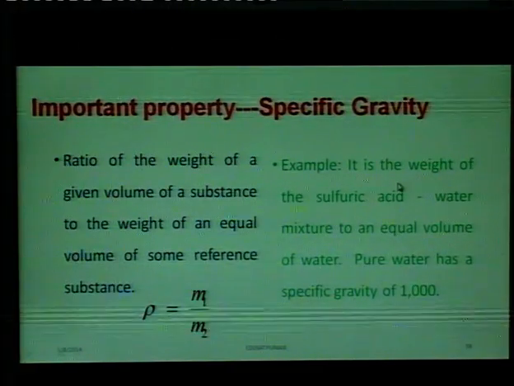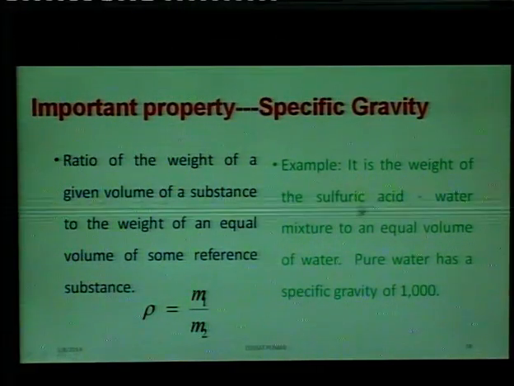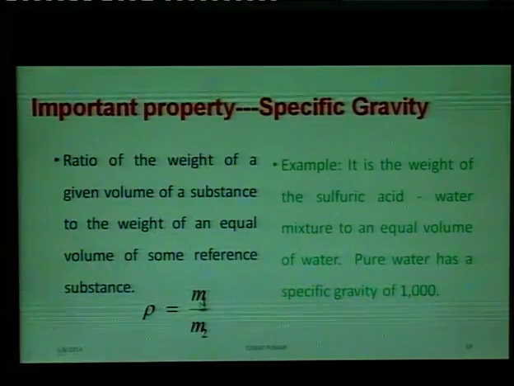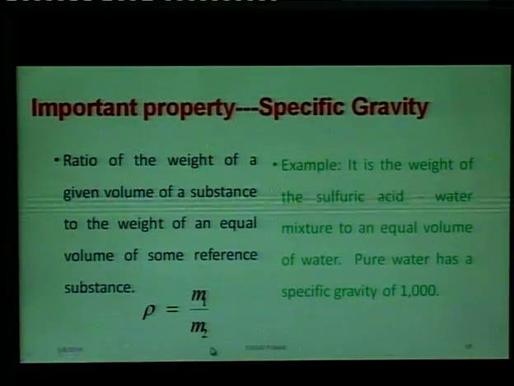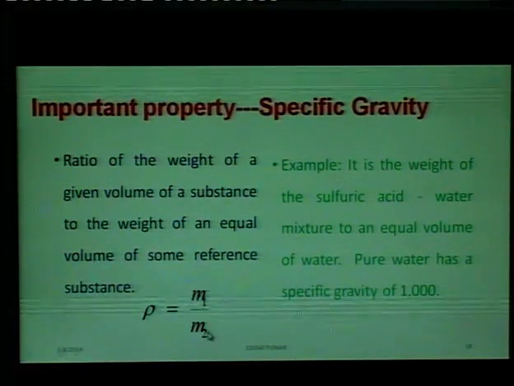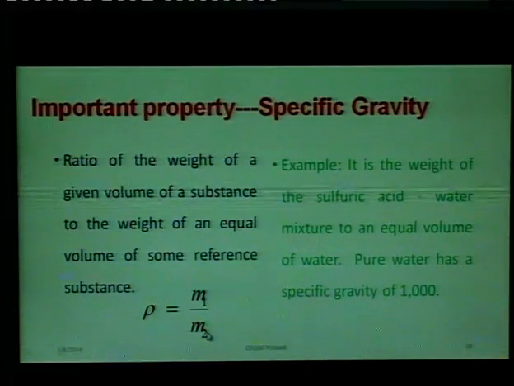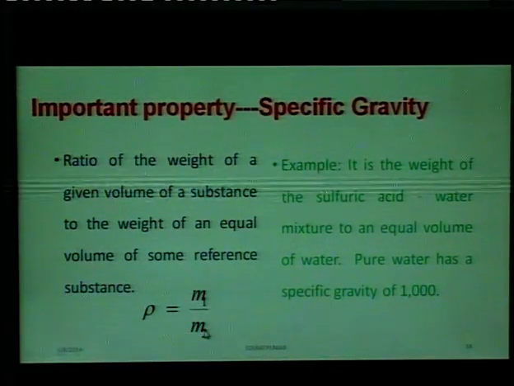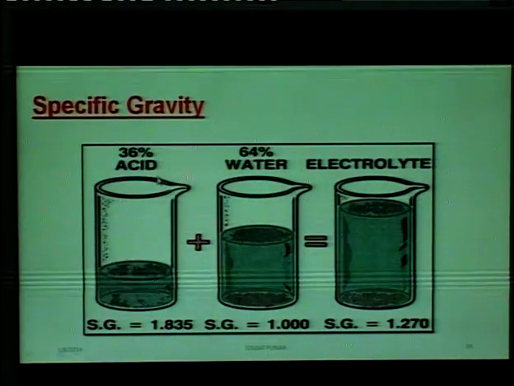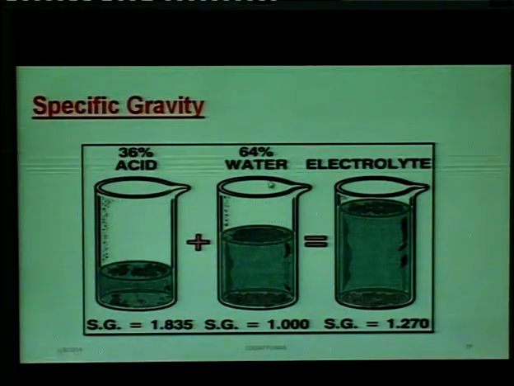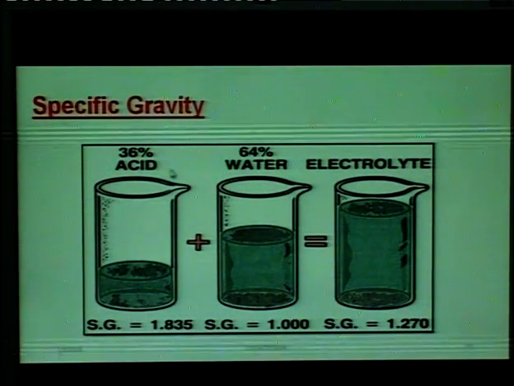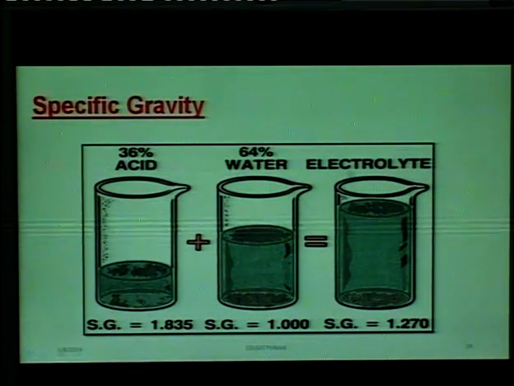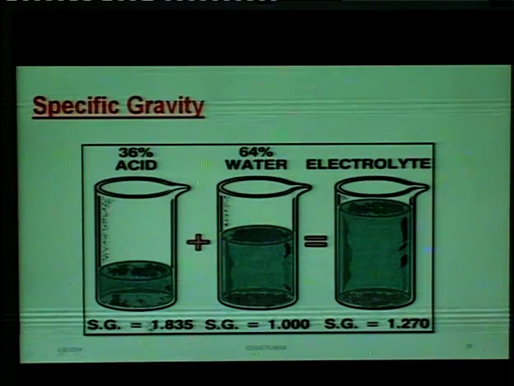For example, in the case of the battery, it is the weight of the sulfuric acid to the weight of the water. The specific gravity of the water is 1000. I will show you. So this is the 30% acid and this is the 64% water. When we combine acid and water together, it forms 100%. This is called electrolyte. It has a specific gravity.